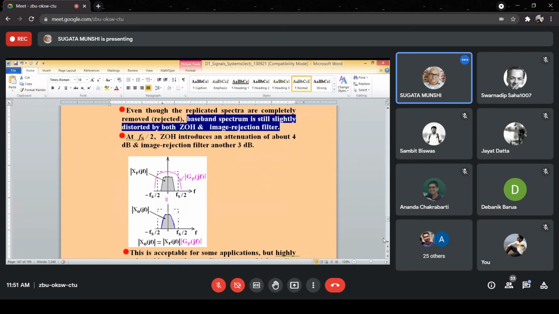Why does this image rejection filter introduce this extra distortion? That is because the image rejection filter is a low pass filter. So for a practical low pass analog filter, what happens? The gain is not constant over the pass band. The gain is drooping right from the value of f equal to 0. So that introduces some extra distortion. But for a well-designed post filter, this distortion will be minimal.